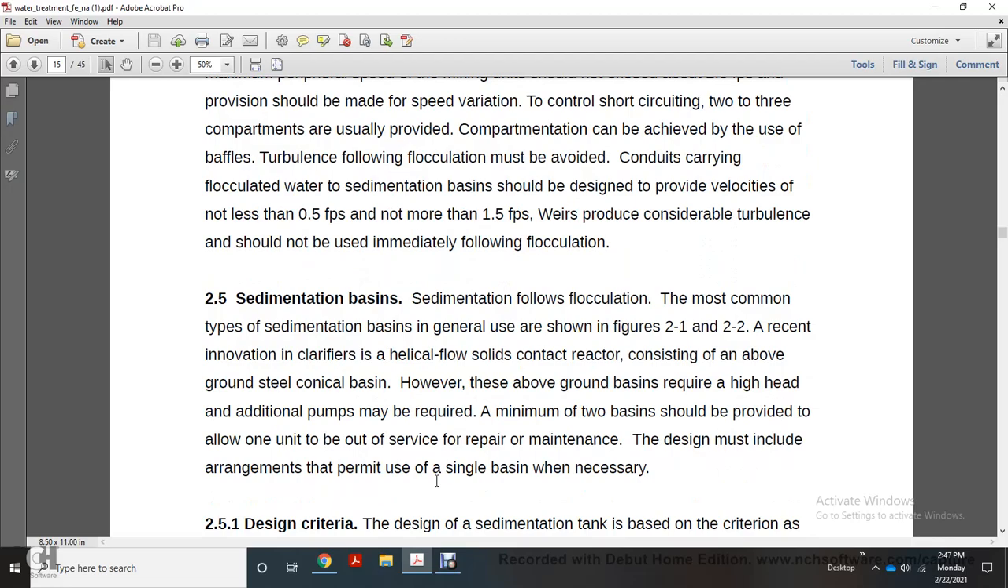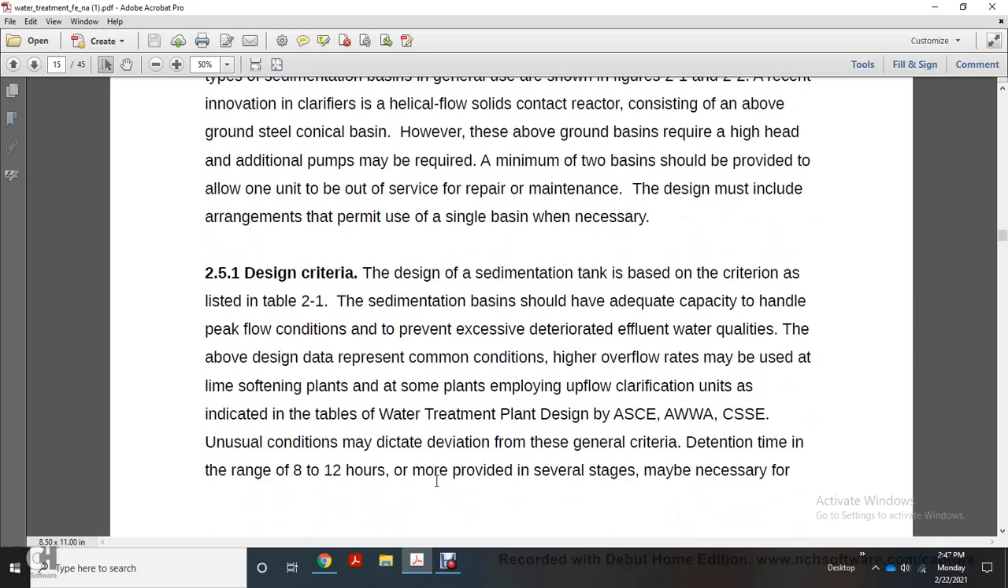Sediment basin flow after flocculation. The most common type of sediment basin is generally shown in figures 2.1 and 2.2. Recent innovations include clarifiers with helical flow and a solids contact reactor, consisting of an above ground steel conical basin. However, these above ground basins require a high head and additional pumping may be required. A minimum of 2 basins should be provided to allow one to be out of service for repair and maintenance. The design must include an arrangement for operating a single basin when necessary.